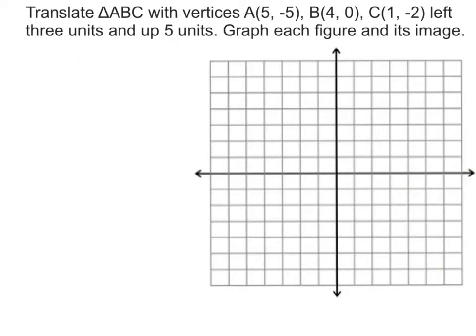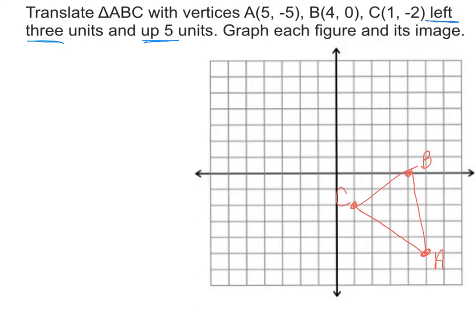So here we have an example. We have triangle ABC, and it has the points A at 5 comma negative 5, which is right there, B at 4 comma 0, and C at 1 comma negative 2. And so there's my triangle, my original image. And what we're going to do is translate it 3 units left and 5 units up. So left 3, up 5. We're going to graph the figure, check, already done, and its image.